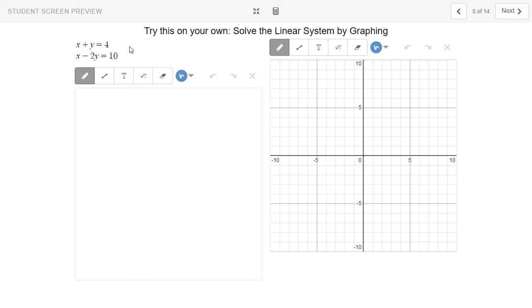Now, a couple of slides for you to try this on your own. x plus y is equal to 4. x minus 2y is equal to 10. Solve this by graphing.